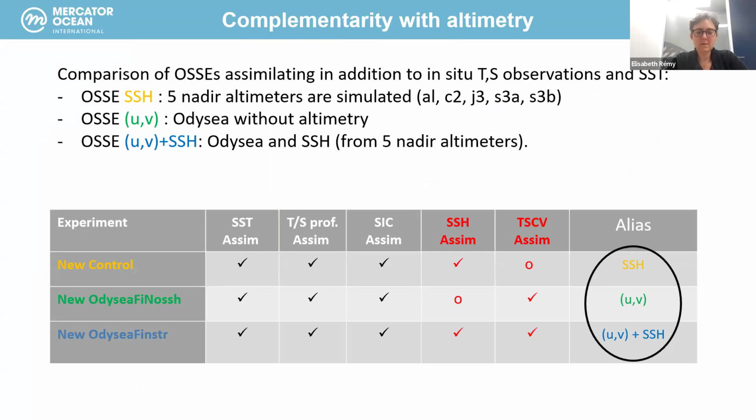So I will now show the complementarity with altimetry. To do that, we run an additional experiment. So there's what was called control or SSH with the present observations. Then when only the Odysea observations are assimilated but without altimetry, and then both are assimilated. I should say that here we simulated 5 nadir altimeters.